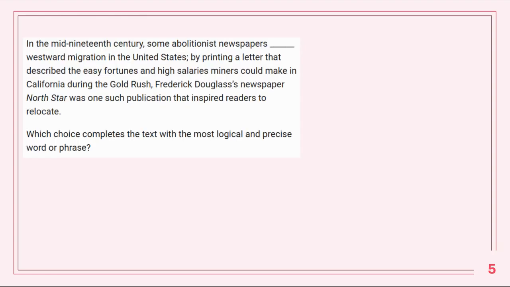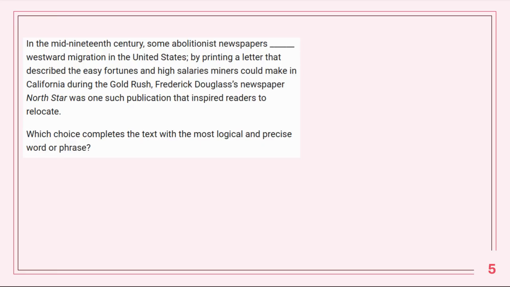All right, so let's read it out loud. In the mid-19th century, some abolitionist newspapers blank Western migration in the United States by printing a letter that described the easy fortunes and high salaries miners could make in California during the gold rush. Frederick Douglass's newspaper North Star was one such publication that inspired readers to locate.